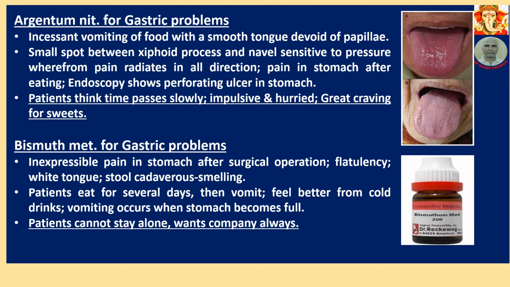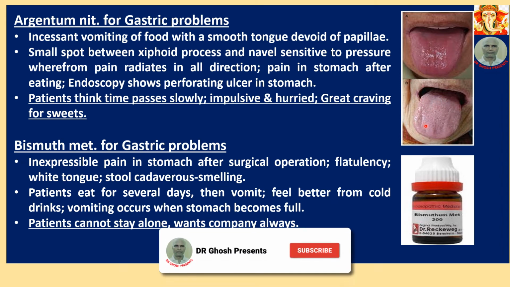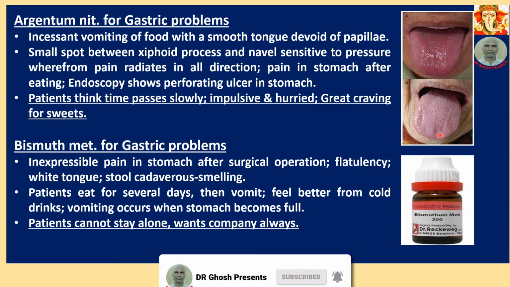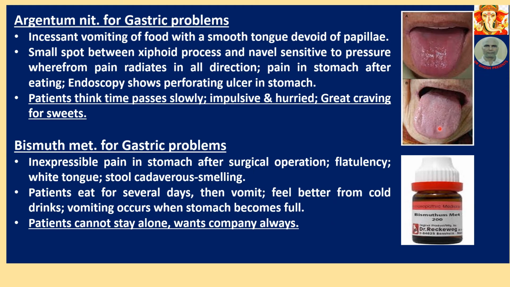Argentum nitricum for gastric problems. Incessant vomiting of food with a smooth tongue devoid of papillae. Note the image here. This is a normal tongue. If you carefully look over the surface of the tongue, you will see small raised pinhead-like structures called papillae. Note this tongue. This is a polished, varnished tongue. No papillae are there. This is the characteristic symptom of the Argentum nitricum tongue.